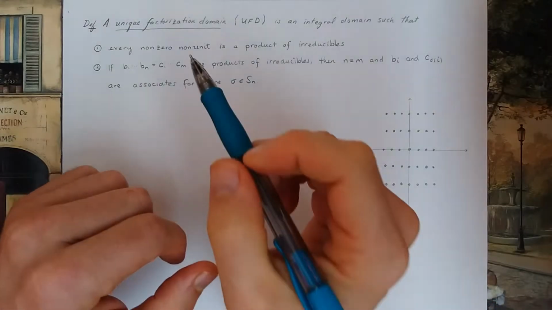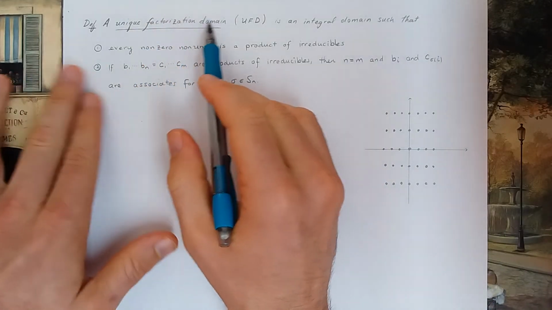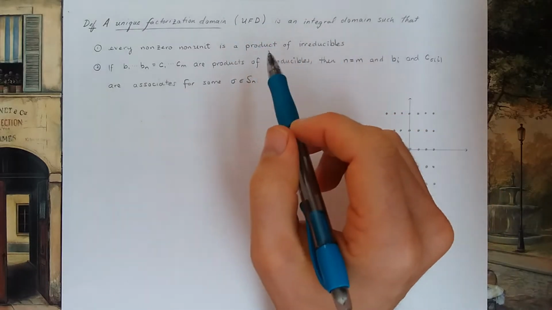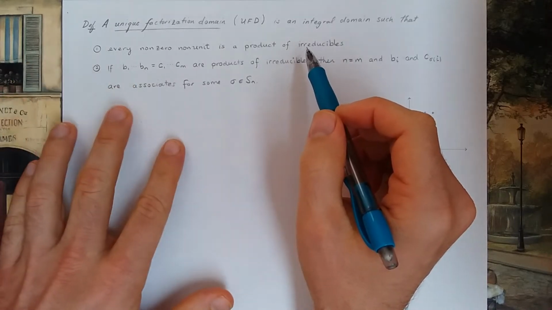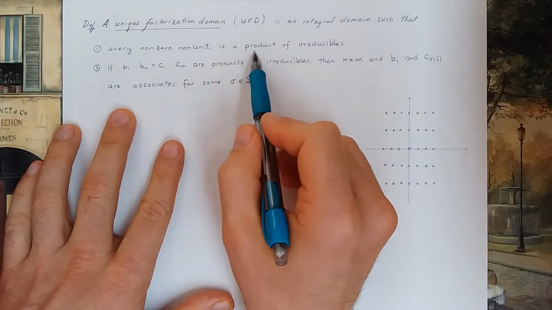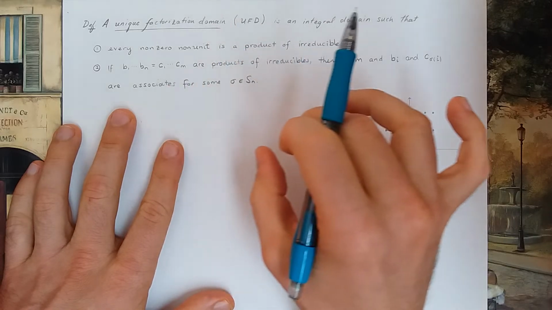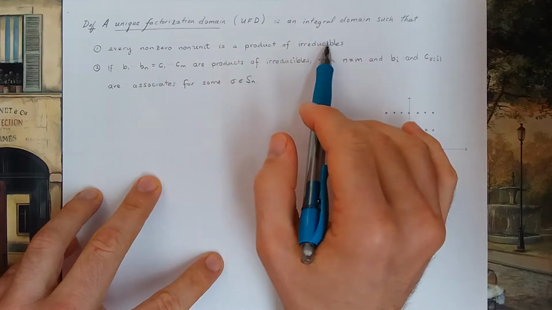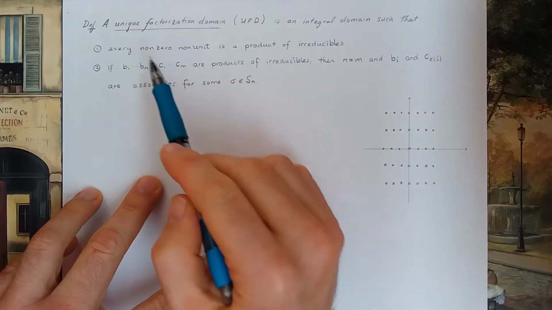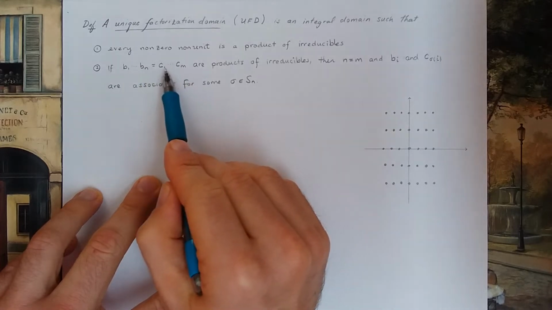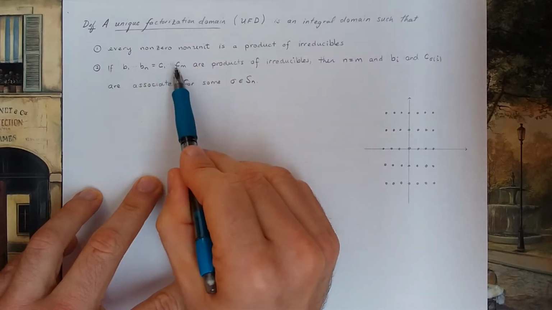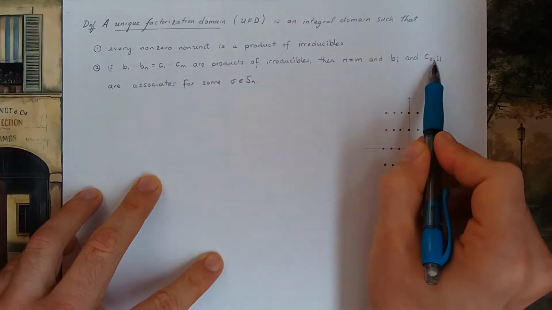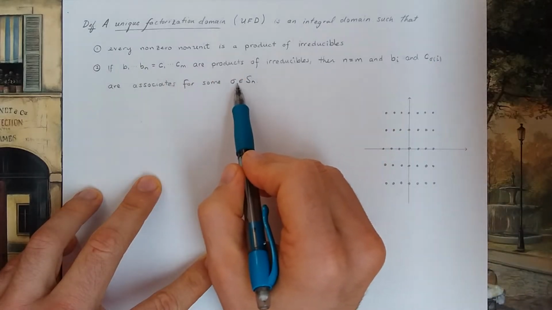All right, in this video, we start by defining a unique factorization domain. So a unique factorization domain, or UFD, is an integral domain with two properties. The first property is that if you have a non-zero non-unit in your ring, you can break it up into a product of irreducibles. And two, that product of irreducibles is almost unique. If you have two products of irreducibles, then the number of irreducibles n and m have to be the same, and b_i and c_σ(i) are associates for some permutation.